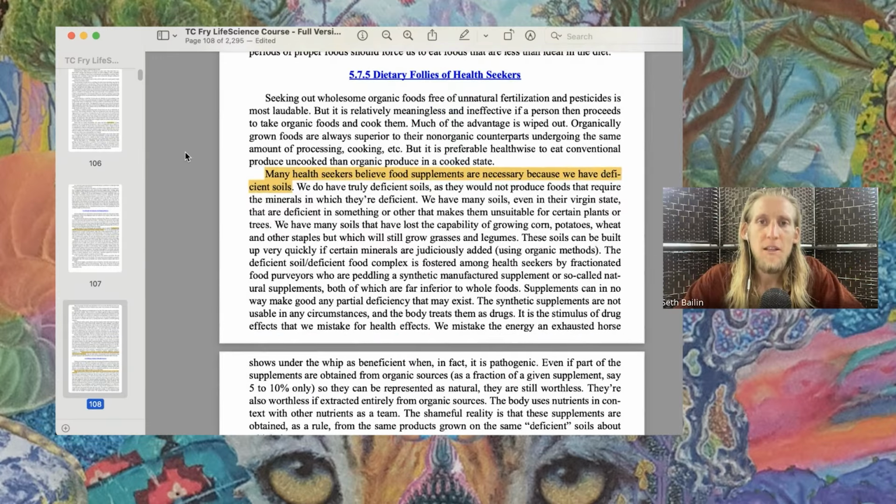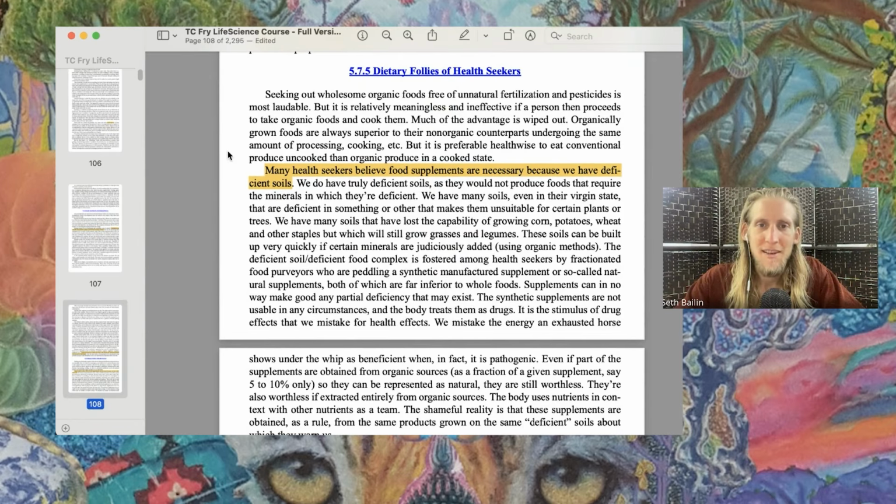So, dietary follies of health seekers. This is a very interesting section because it still applies today. Many health seekers believe food supplements are necessary because we have deficient soil. How often do you hear that? Oh, our soil is depleted. People have been saying this for a long time. However, you know that farmers build up their soil every year. Good farmers put down new, fresh, amazing soil each year. And they build it using biomass and organic inputs. So if you're getting food from farms and good farms, then there should be no worry that the soil is depleted.